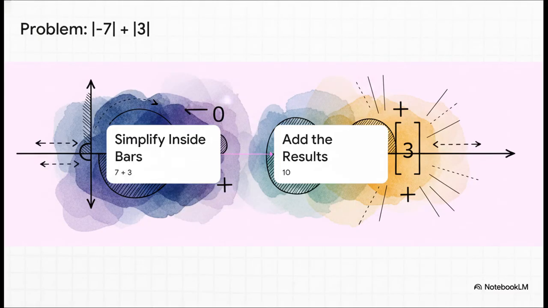Let's start with a nice, straightforward one. We've got the absolute value of -7 plus the absolute value of 3. So first things first, you handle each set of bars on its own. The absolute value of -7 becomes 7. The absolute value of 3 is just 3. Now it's simple addition. 7 plus 3 is 10.